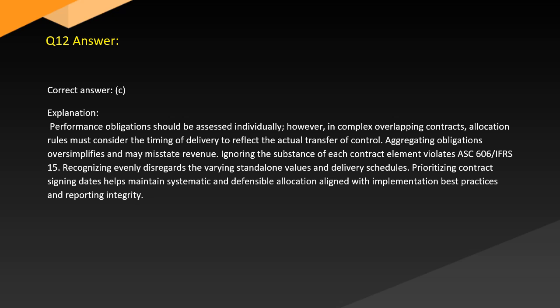Answer. Correct answer: C. Explanation. Performance obligations should be assessed individually. However, in complex overlapping contracts, allocation rules must consider the timing of delivery to reflect the actual transfer of control. Aggregating obligations oversimplifies and may misstate revenue. Ignoring the substance of each contract element violates ASC 606 and IFRS 15. Recognizing evenly disregards the varying standalone values and delivery schedules. Prioritizing contract signing dates helps maintain systematic and defensible allocation aligned with implementation best practices and reporting integrity.